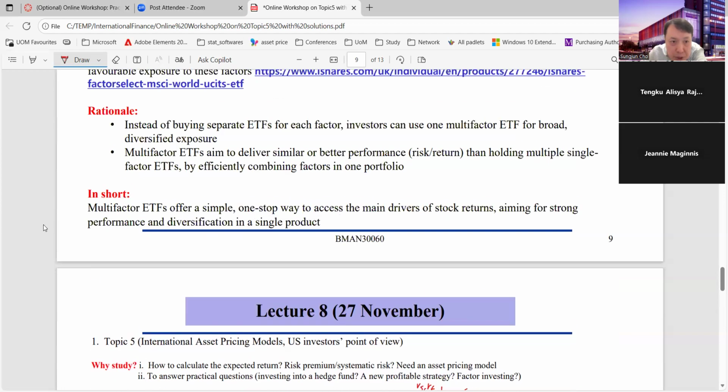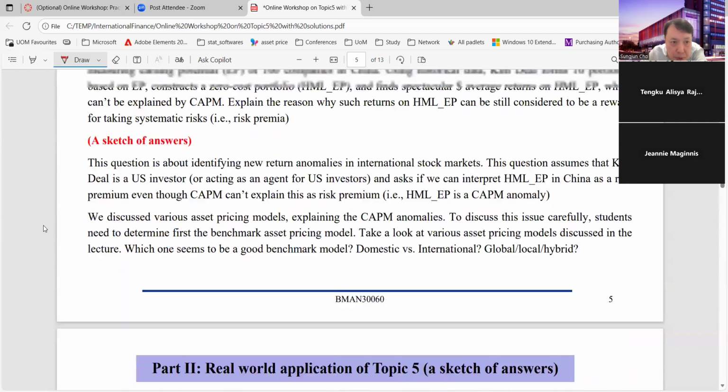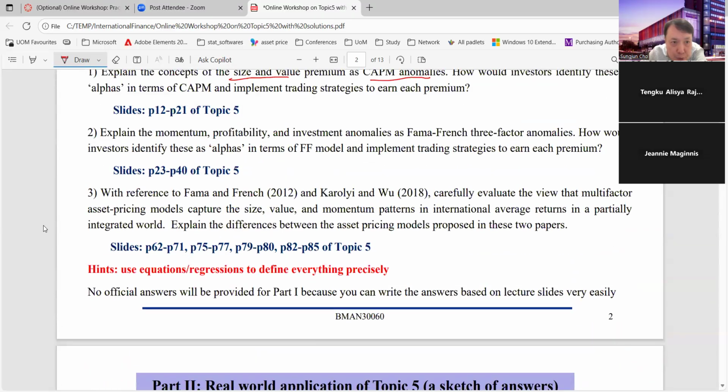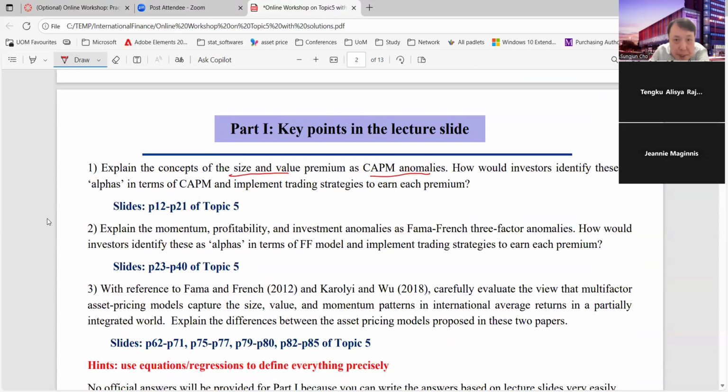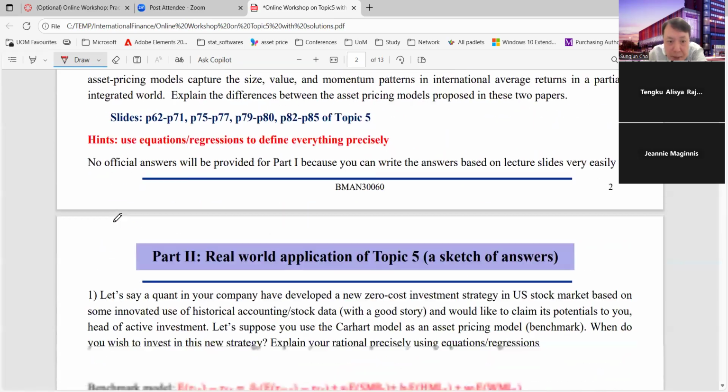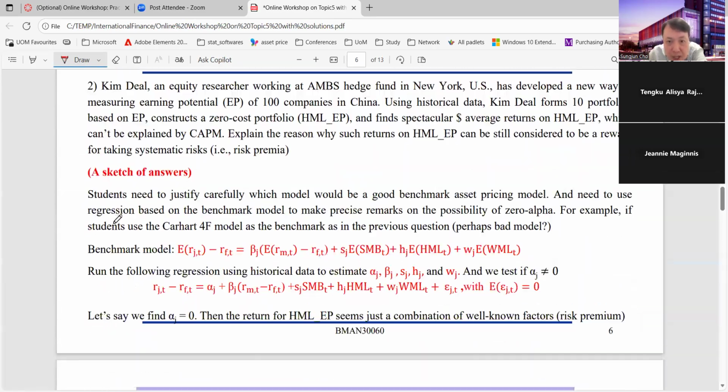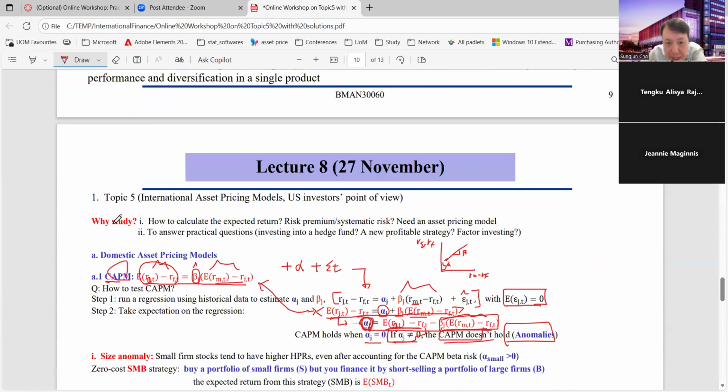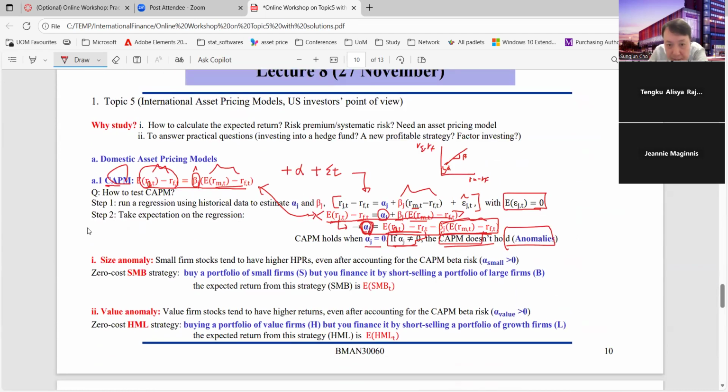Now, the previous question, the first question, asks you to explain something as a CAPM anomaly. What I have been doing is trying to answer this question first by defining CAPM and then explaining the meaning of CAPM anomaly. Now, we're going to talk about the meaning of size and value premium as a CAPM anomaly using this alpha. Because if alpha is not equal to 0, that is the meaning of CAPM anomaly.